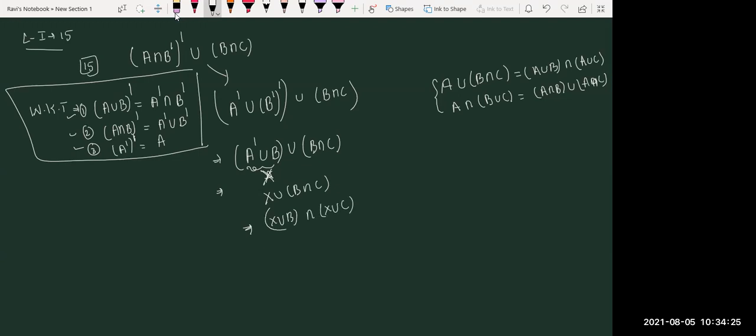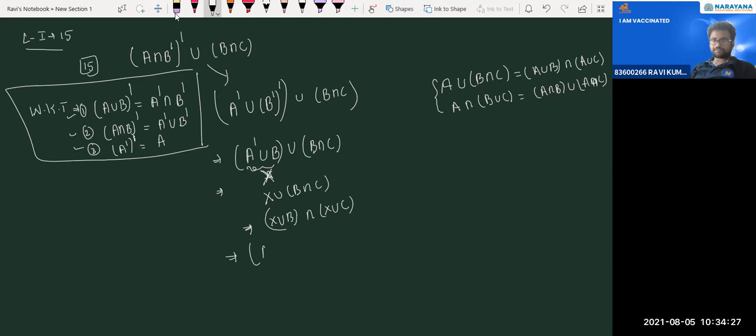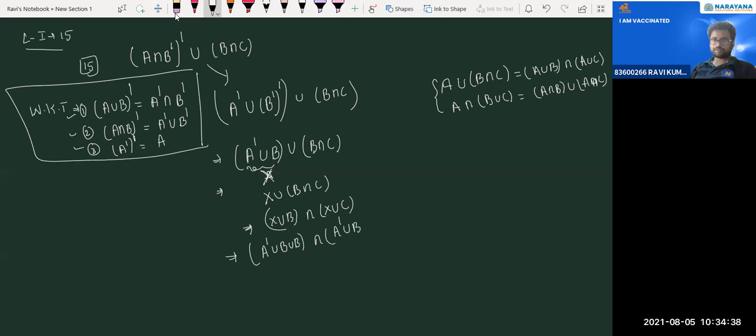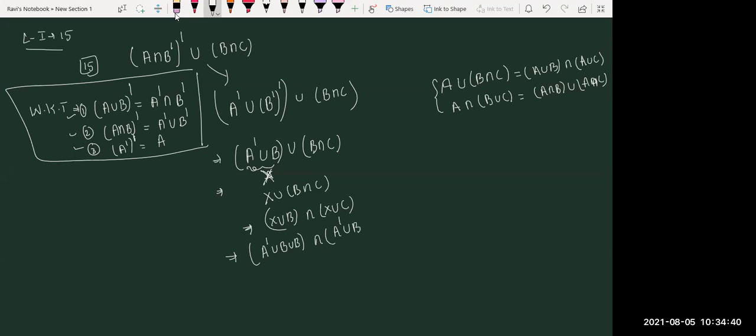What is the value of X here? A complement. So it becomes A complement union B, intersection A complement union C.